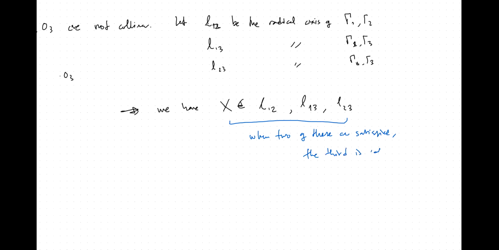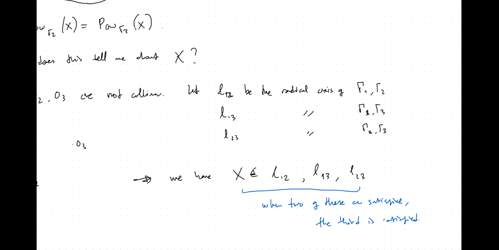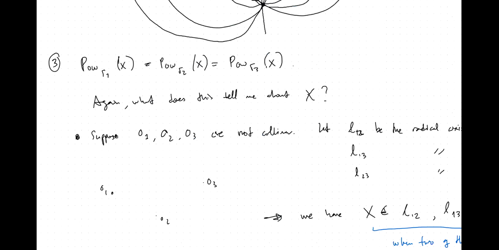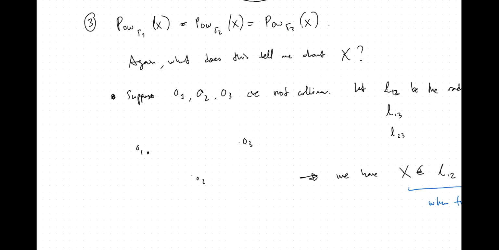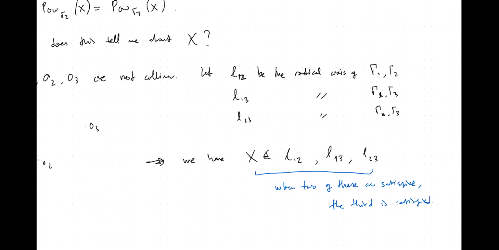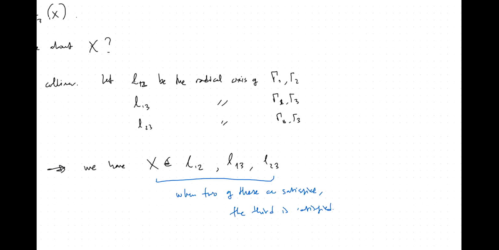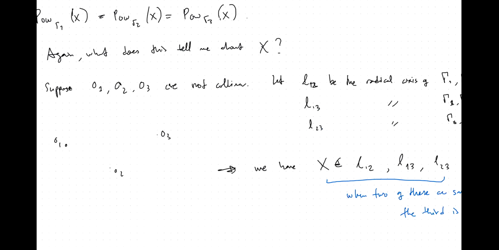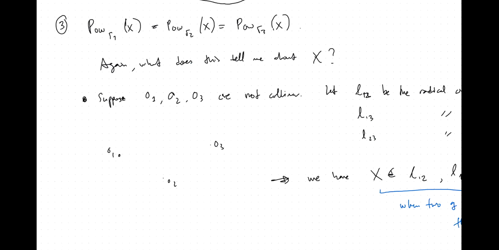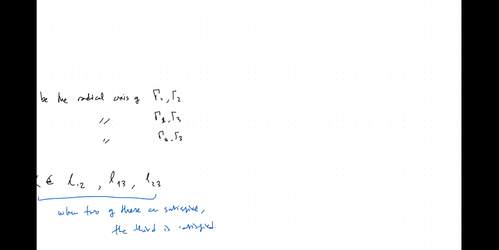Now, what does this tell me about X? X should be the intersection. The important thing is that the reason I assume they are not collinear is that L12, L13, L23 are then not parallel, because L12 is perpendicular to O1O2. So L12, L13, L23 are not parallel.